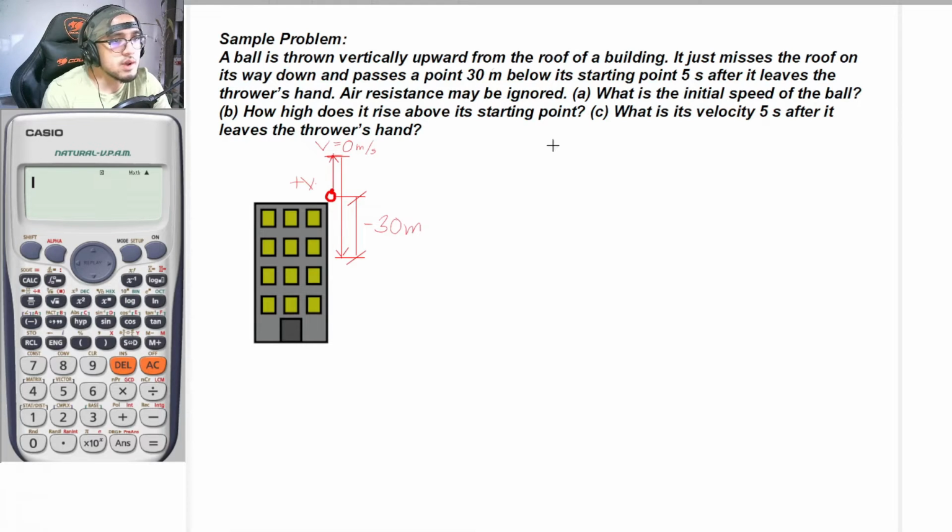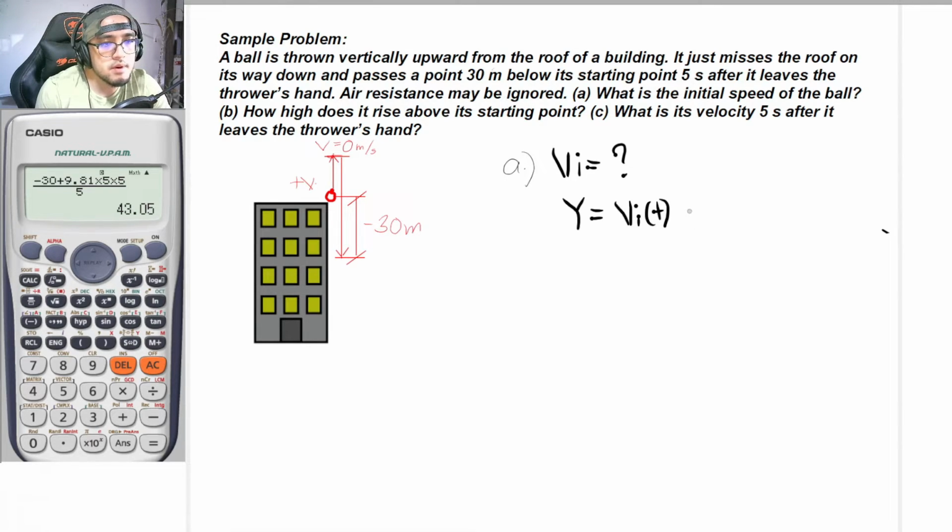Okay, so for the first question, we are to determine the initial speed of the ball. So for A, Vi is the one unknown. With that, I would just be making use of this equation: Y is equal to initial velocity times time plus AT squared divided by 2. I will be making use of this equation because I already know the value of Y. Your Y is the distance from your initial point up until this point, because that is what we are analyzing. So with that, this should be negative 30. It is negative because it is going downward.